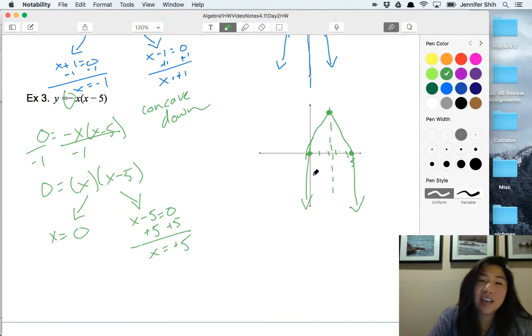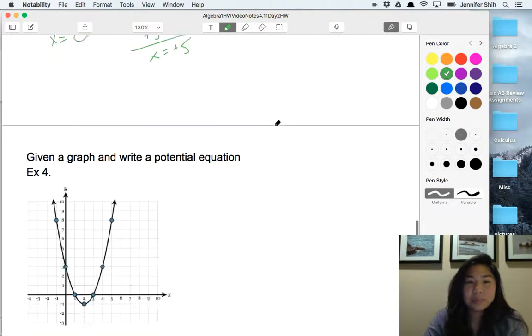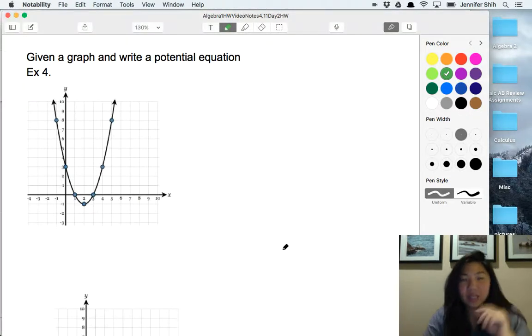It's not very exact. There is a way to calculate the exact vertex. We're not going to talk about it in this video, but soon, I think. Two more examples. How are we doing on time? 9 minutes. All right, I think I can do this in 2 minutes.